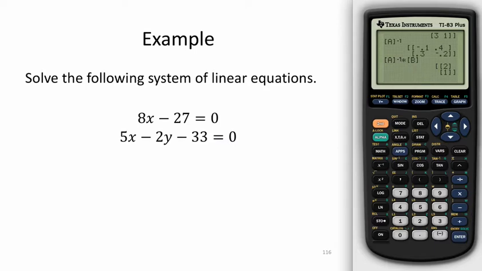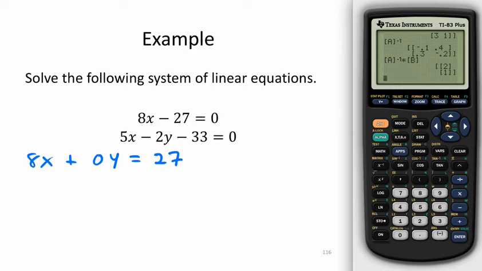That first equation I'm going to rewrite as 8x. Now, there's no y in that equation, so the coefficient on y is 0. So I'm going to write 8x plus 0y, and then I want the constant on the other side of the equation, so I'm going to add 27 to both sides, and so on the other side I'm going to have positive 27. So there's the first equation written in normal form. 8x plus 0y equals 27.